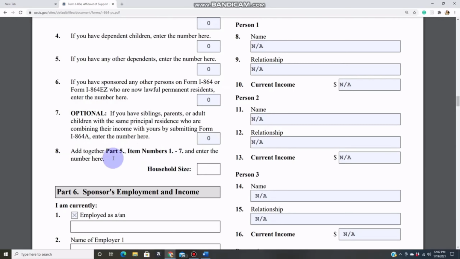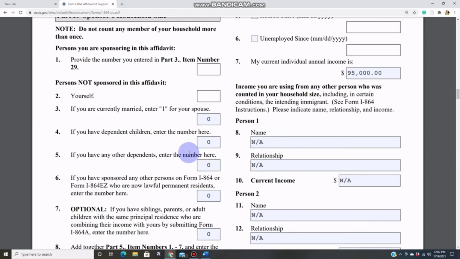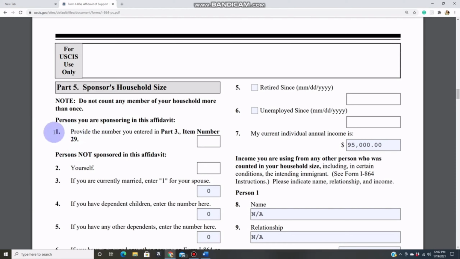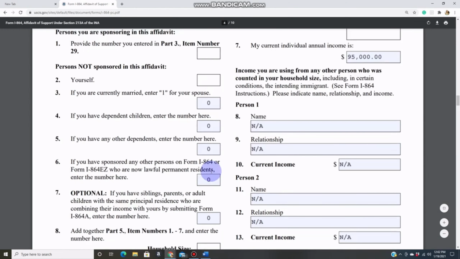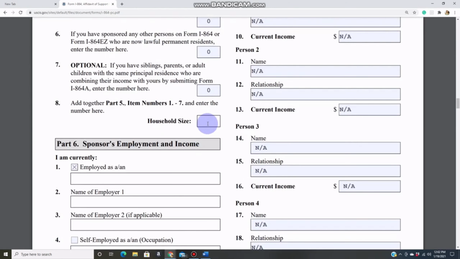So in this part, you are going to add all together in part 5, number 1 to 7. So I'm going to count the 1. Since I write down 2 in here and I write down 1 in here for my husband, the total of my household size is 3.